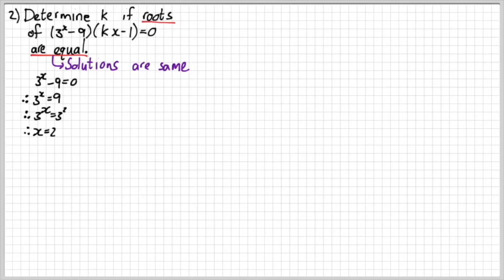Now, because of the zero product rule, the first bracket times the second bracket equals 0. Both brackets equal to 0 are solutions. So kx minus 1 equal to 0 is also a solution. But now I'm telling you there is only one solution. So in other words, k is actually 2, or x is 2, I mean. So let's substitute in. k times 2 minus 1 equal to 0. So now let's solve for k, and therefore k is equal to a half.